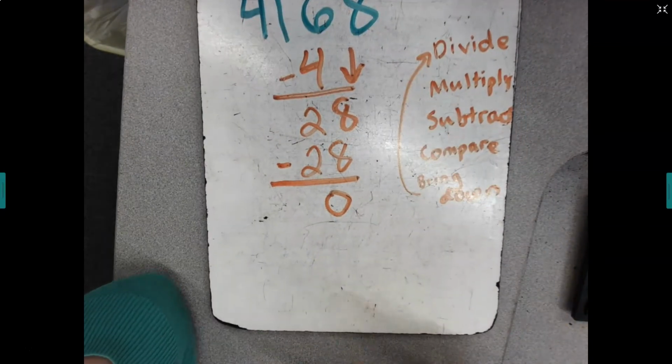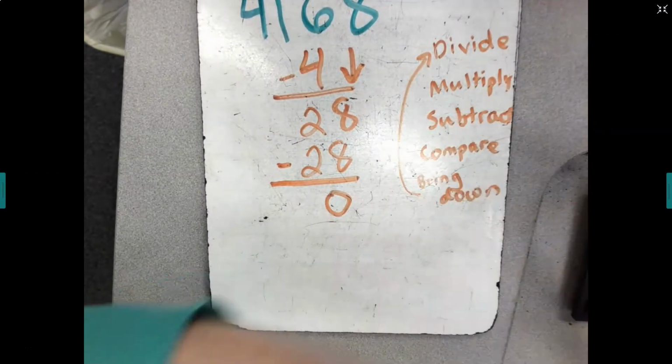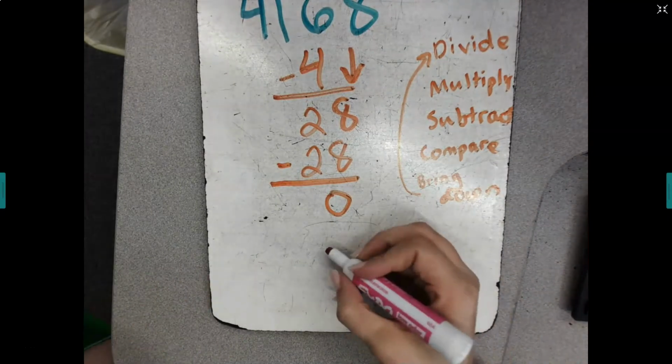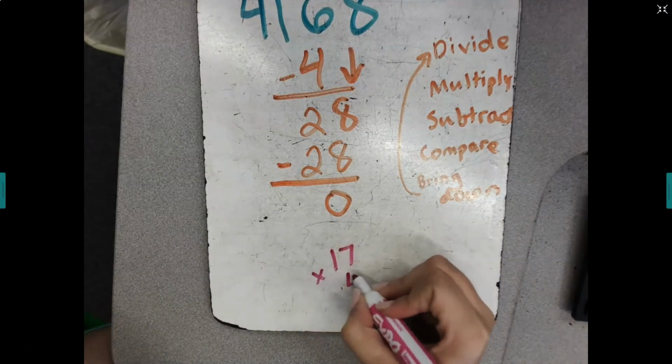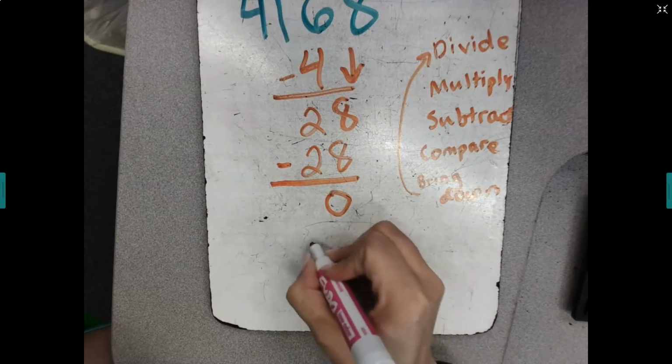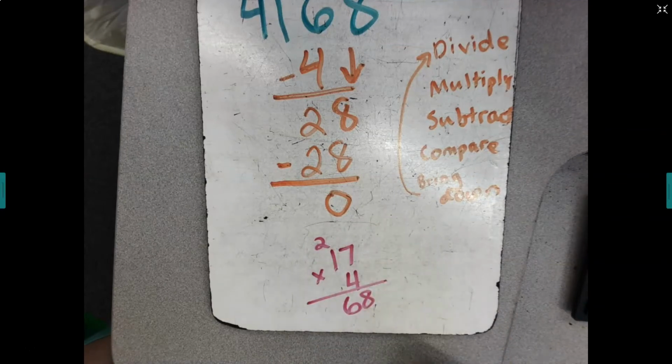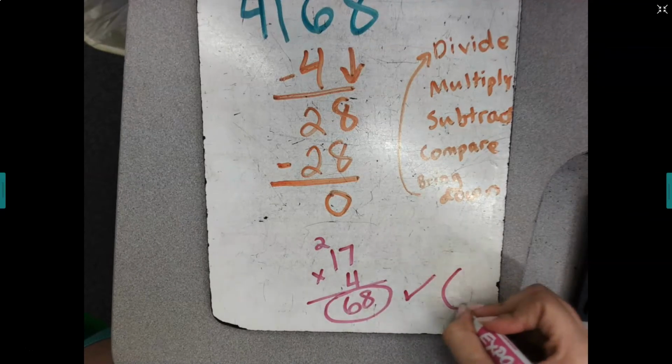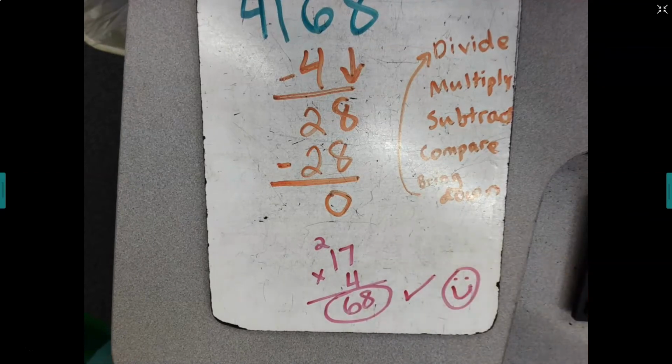To check my answer, I'm going to multiply 17 times 4. If I don't get 68 as my answer, then I know that I made a mistake. But I do get 68 as my answer. This is my way to check and make sure that I am correct.